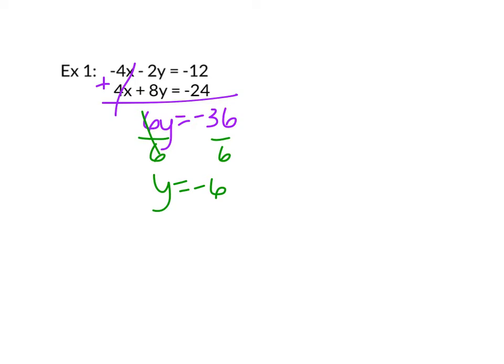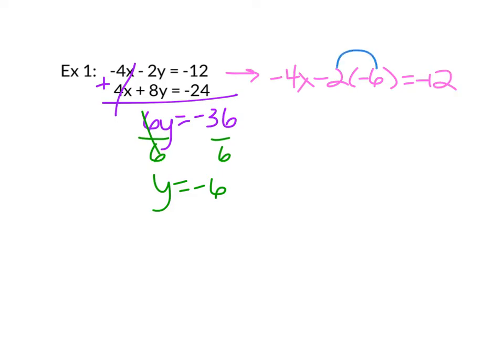Now there's one of my answers. I just need to go and get the other answer. So I need to find my x value. I can use either of my two original equations. I'm going to use this top one because the numbers are smaller. And what I'm going to do is replace the y with negative 6. And now I can solve this equation.